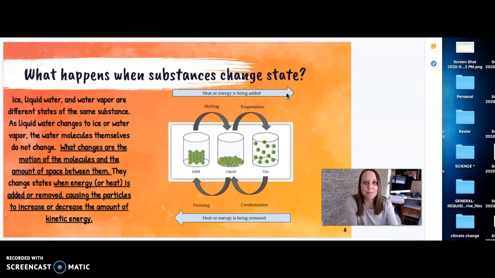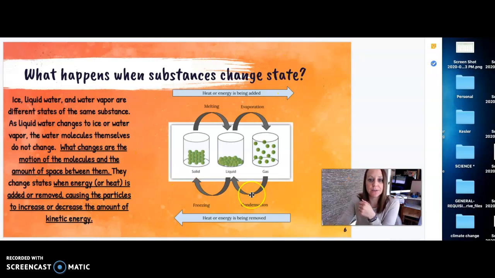So what happens when substances change state? We talked a little bit about this when we were talking about physical and chemical changes, and I think there might have been some confusion. What we're talking about when substances change state is states of matter: something going from a solid to a liquid to a gas, or gas back to liquid, back to solid. And as we add energy, and you can think of energy as heat, the molecules start moving faster and faster. The more energy we add, the faster those molecules move.